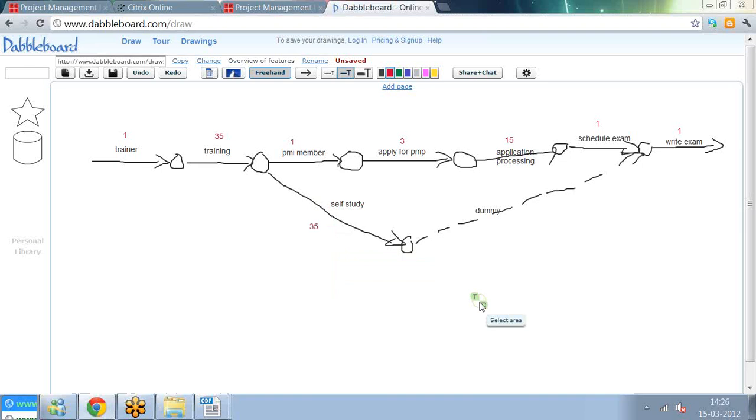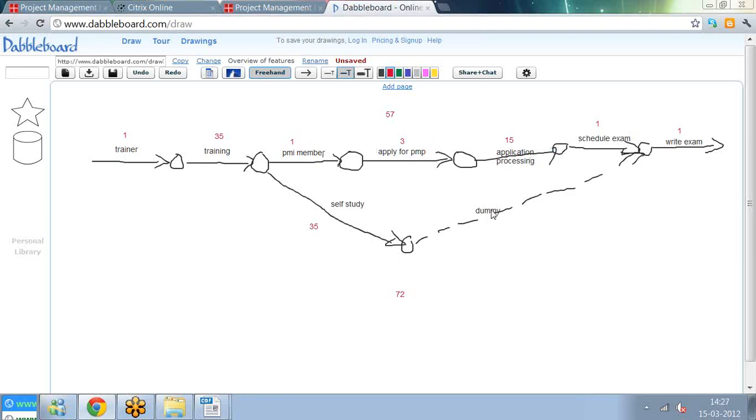So in this case, this project will take how many days to complete? This path is definitely more than that. What is the duration of this path? Starting from here till here, it is 35 plus 1, 36 plus 1, 37 plus 3, 40. 40 plus 15, 55, 57. So this path is 57. Whereas this path will be how much? 35 plus 1, 36. 70 plus 1, 71. 72. So this path will be 72. So this project will take 72 days to complete.